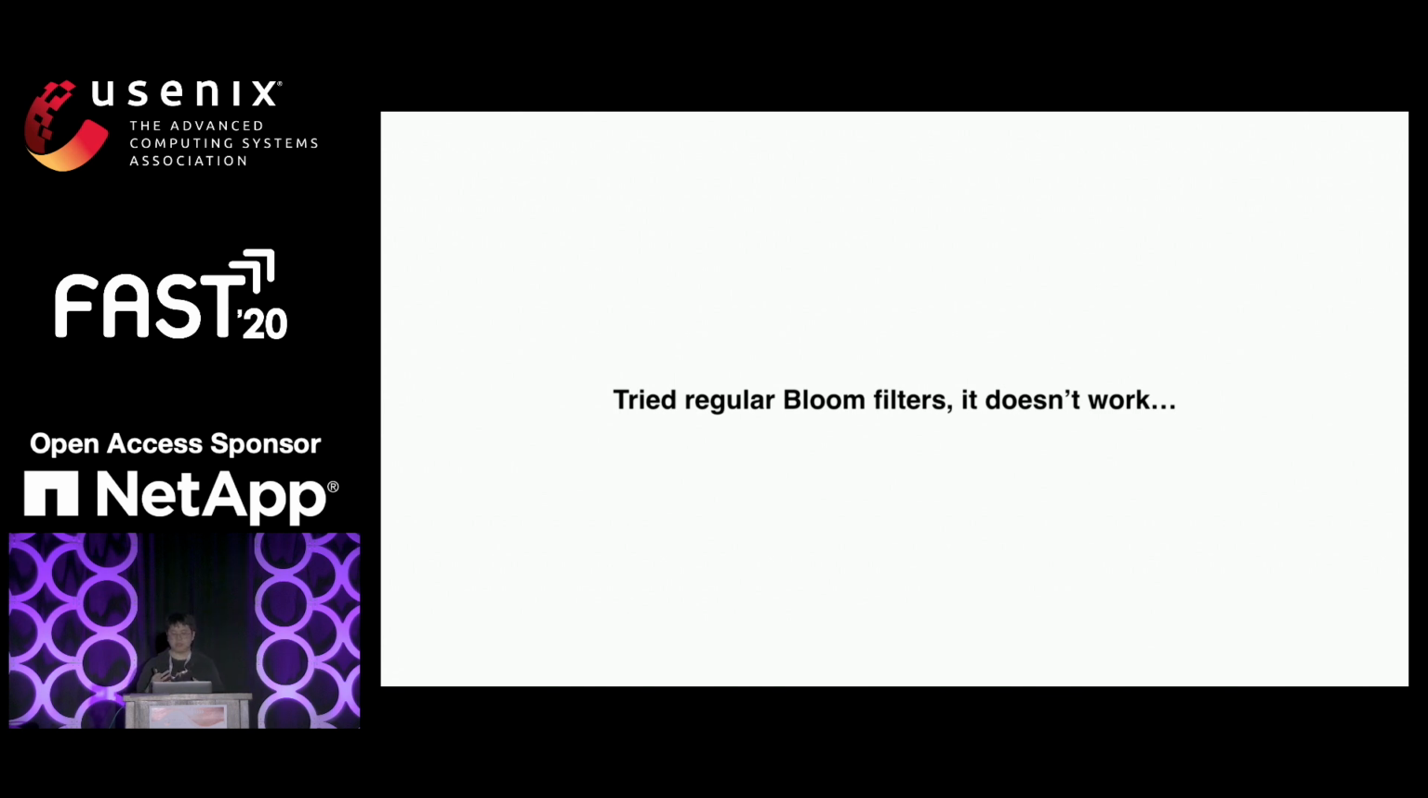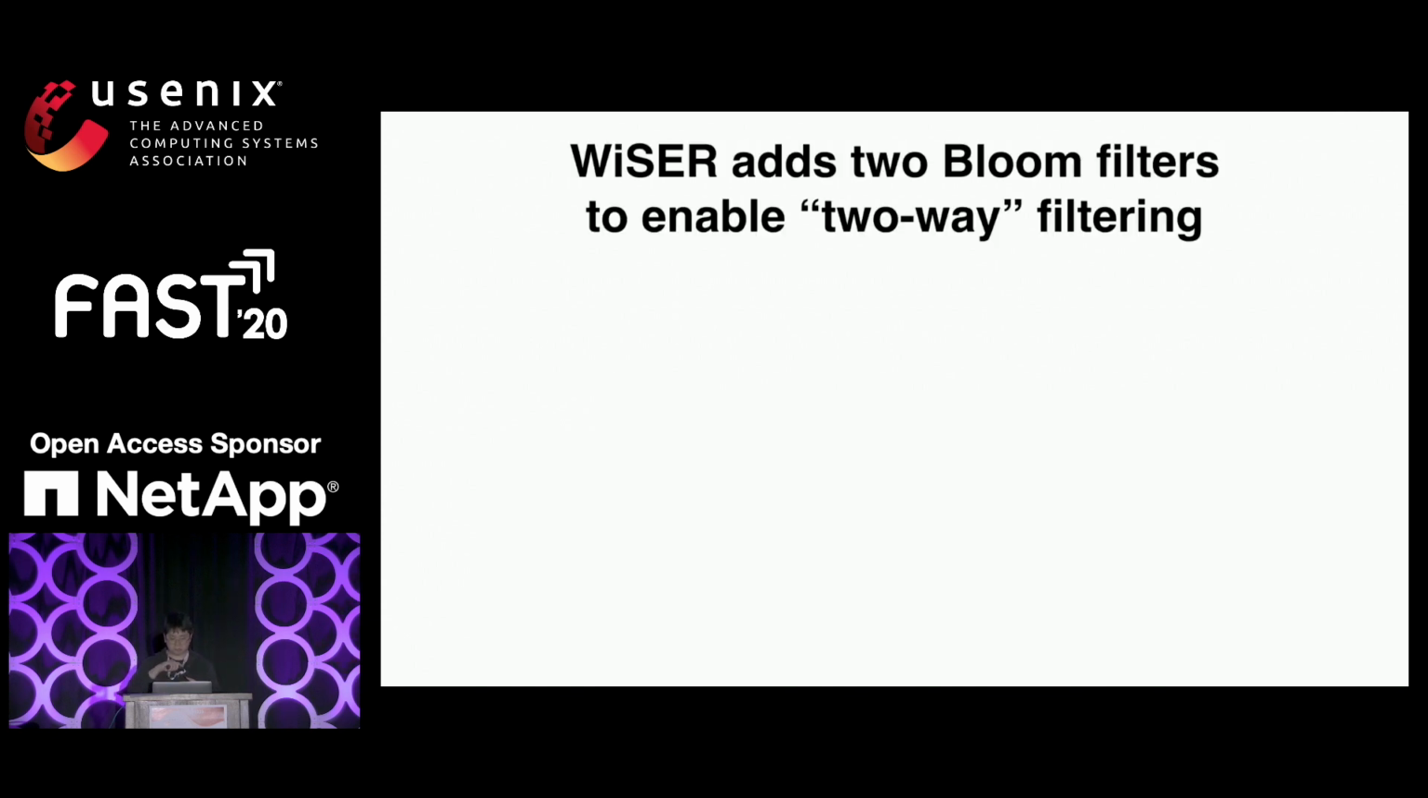We try to reduce the traffic size by regular Bloom filters, and it does not work. It actually increases the read traffic. So we have to invent something, some special Bloom filter to do the job. And here it is. WiSER adds 2 Bloom filters to enable two-way filtering.